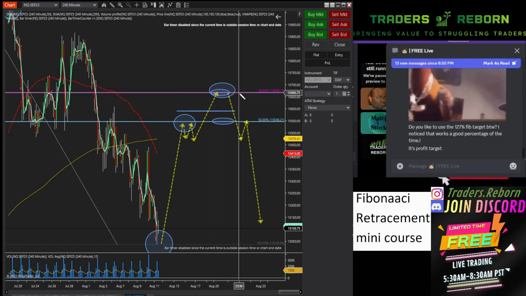So a lot of time, what you're gonna see also is you're gonna see price come through this also, but all wicks. Most of the time, the body stays below this purple line.